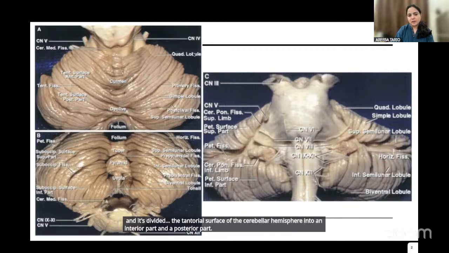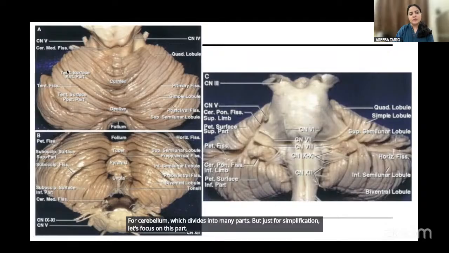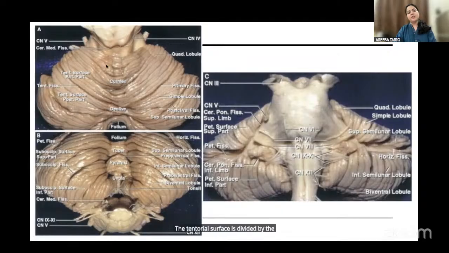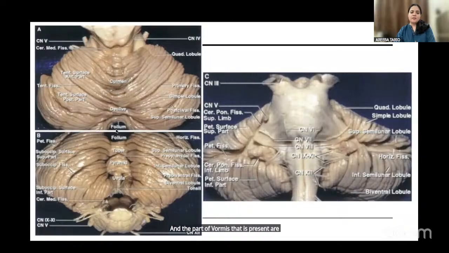Now this type, the labeling on the right side is basically the old anatomical nomenclature for cerebellum, which divides into many parts. But just for simplification, let's focus on this part, that the tentorial surface is divided by the help of tentorial fissure into an anterior part and a posterior part. And the part of vermis that is present are culmen, declive, and folium.